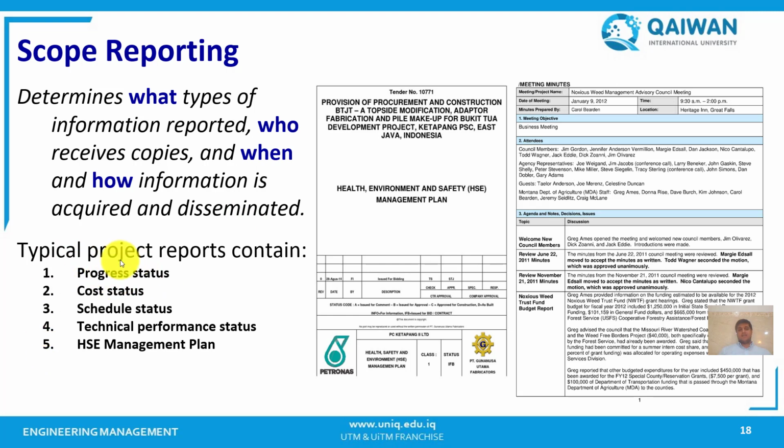Any project report should typically contain this information: project status, cost status, schedule status, technical performance status, and HSE management plan. So this is like a report that we prepare in a project. It's a typical one.